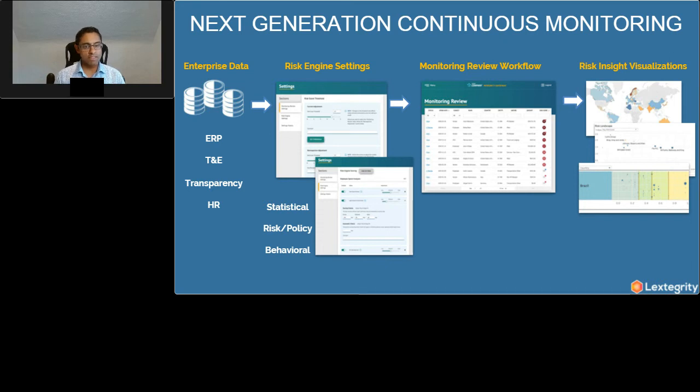We take more of a holistic approach, applying multiple key risk indicators and analyses to every single spend item, every invoice and payment, every T&E line item in an expense report, and applying multiple risk analyses to each of those items to give each item an aggregated risk score.